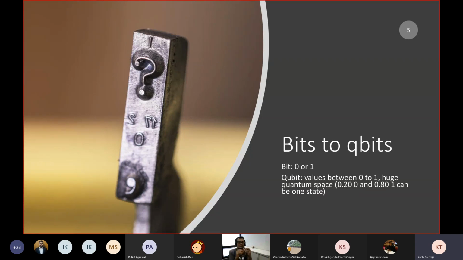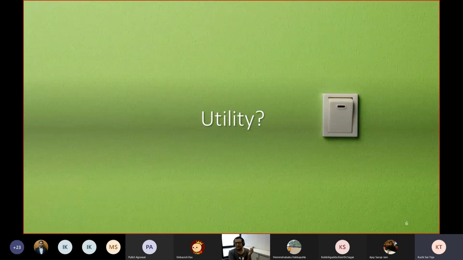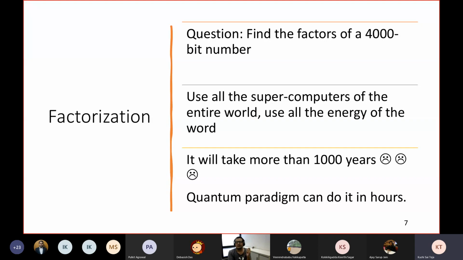Theoretically it's a pretty powerful paradigm, because now think about the computations you can do in, let's say, one cycle. Currently we are dealing with 2 to the power n, where n is the width of an n-bit processor or n-bit computer. Here, this value will be super huge because of this superposition. What's the utility? Why would someone go for this quantum computer or this kind of paradigm? Well, think about questions like finding the factors of a 4,000-bit number.